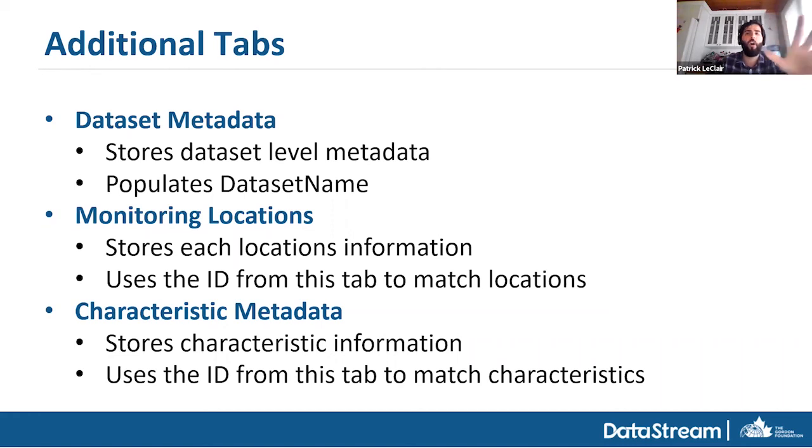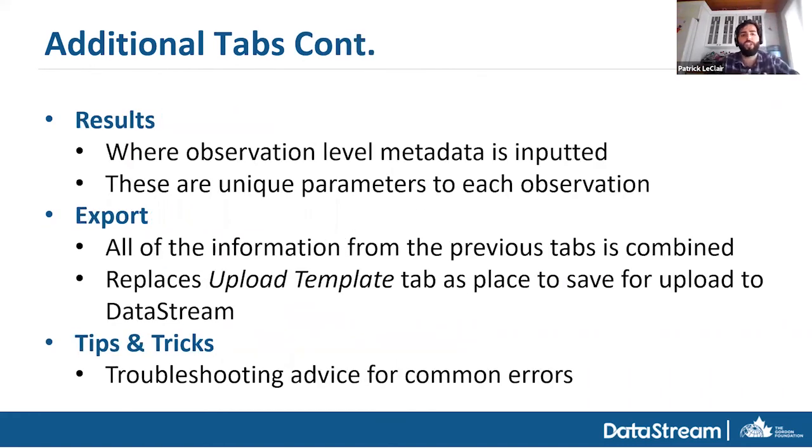then all you do each time is fill in the results tab. The results tab is just where you put information regarding the date and time that you recorded the data, maybe the depth, and what the value was at that site, and any comments. You only have really one tab that you fill in each time. And then when you go to the export tab, it combines all of those previous tabs into the DataStream format. And then that's where you save it as a CSV. So this export tab replaces the upload template tab as your place for saving your data as a CSV.